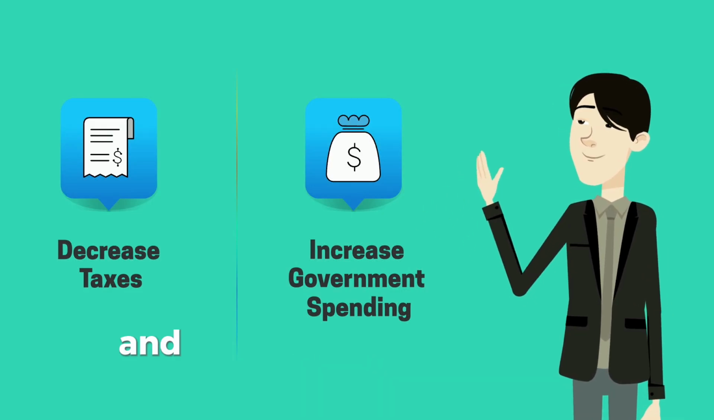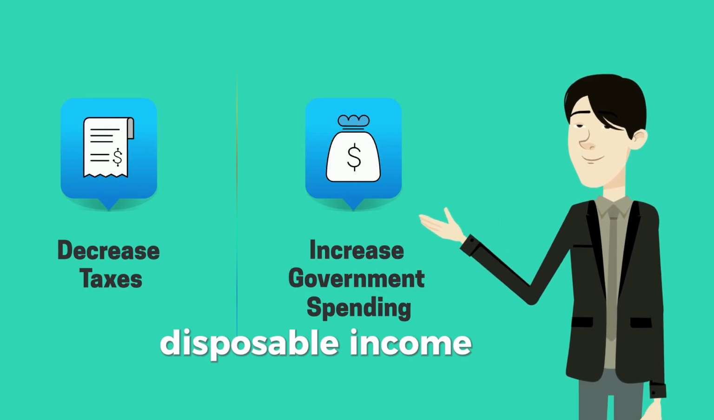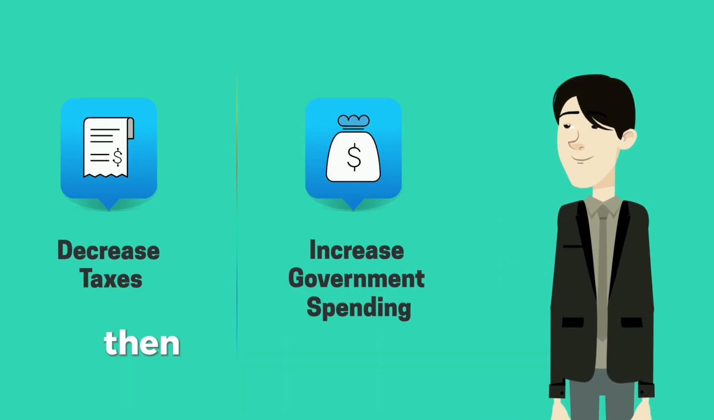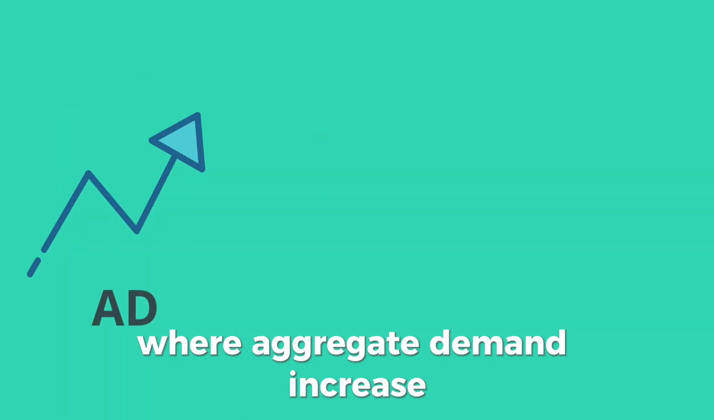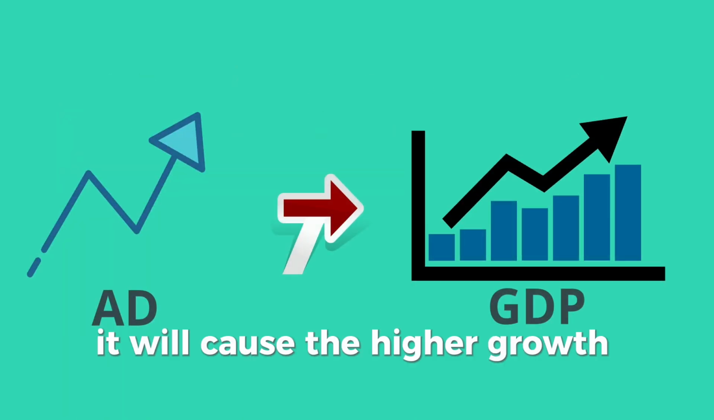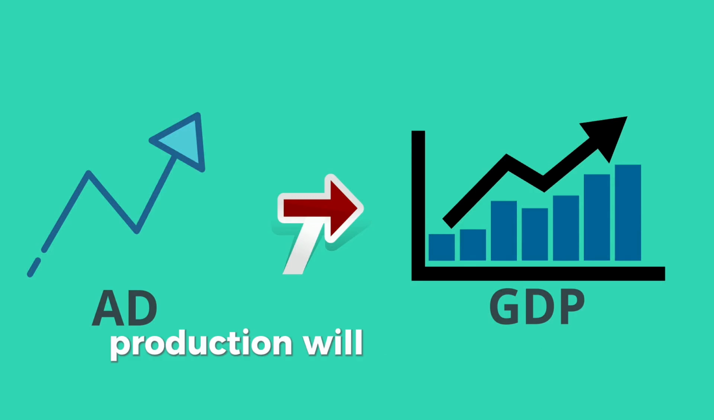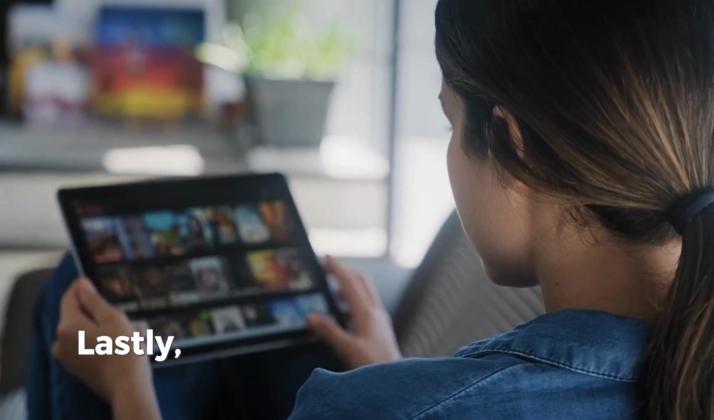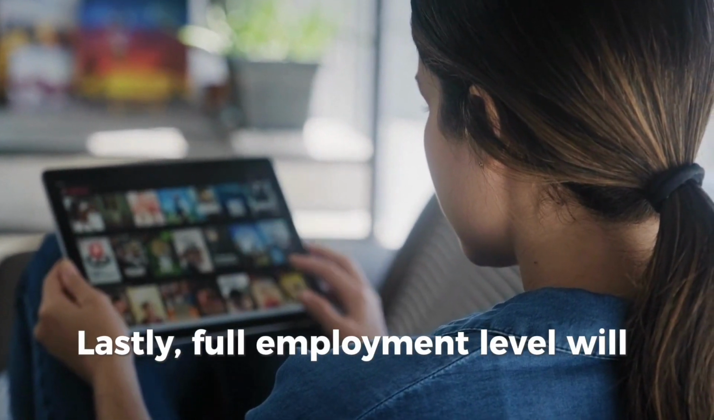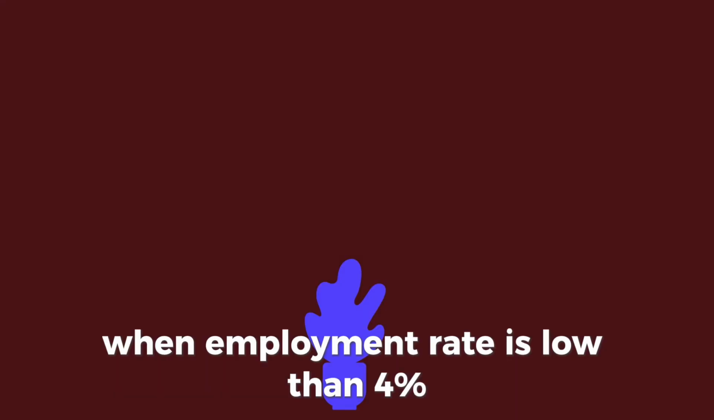Low taxes and increased government spending will increase disposable income and consumption, then lead to higher aggregate demand. When aggregate demand increases, it will cause higher gross domestic product, and the increase of output in production will lead to firms needing to hire more workers. Lastly, the full employment level will be reached when the unemployment rate is lower than 4%.